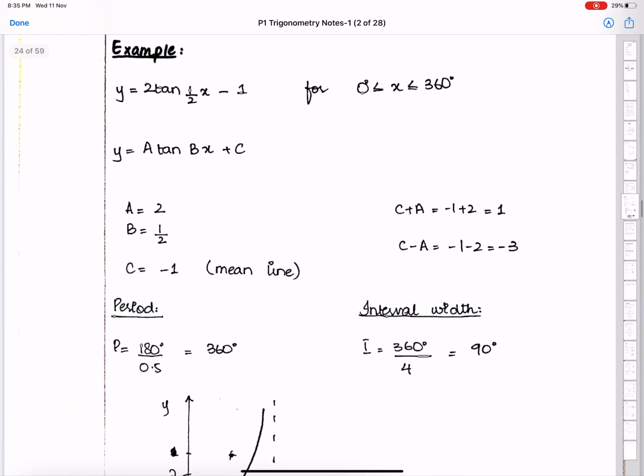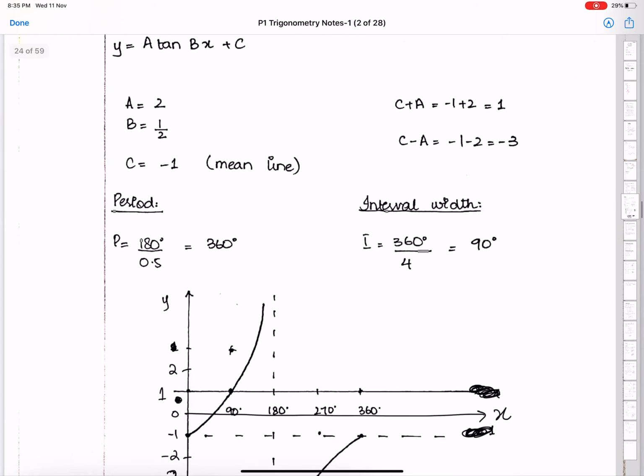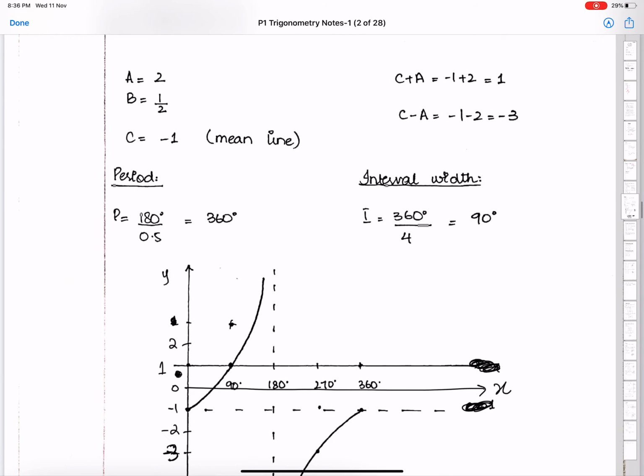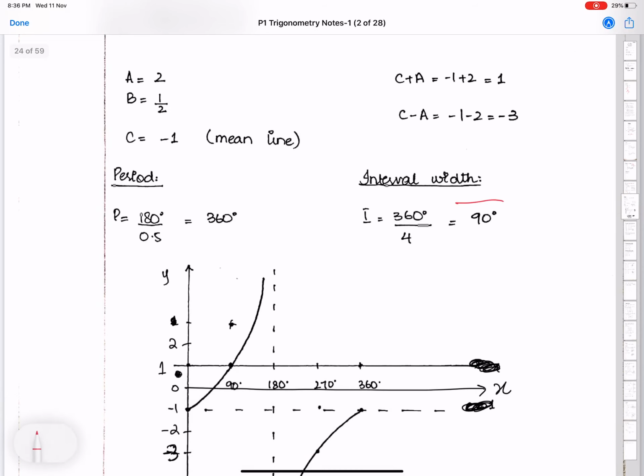Now this is one of the most important examples regarding the tan curve. So we have 2 tan half x minus 1. So we need to compare this with the standard equation. So a is 2, b is half, c is minus 1, c plus a and c minus a are 1 and minus 3, because these values are helpful to sketch the curve. And this is the interval width, and the period of this curve is 360, because the formula is 180 upon b, and b is 0.5.